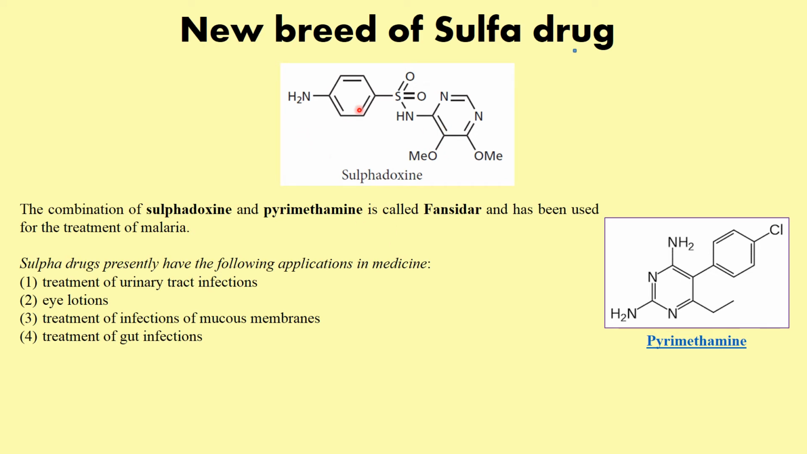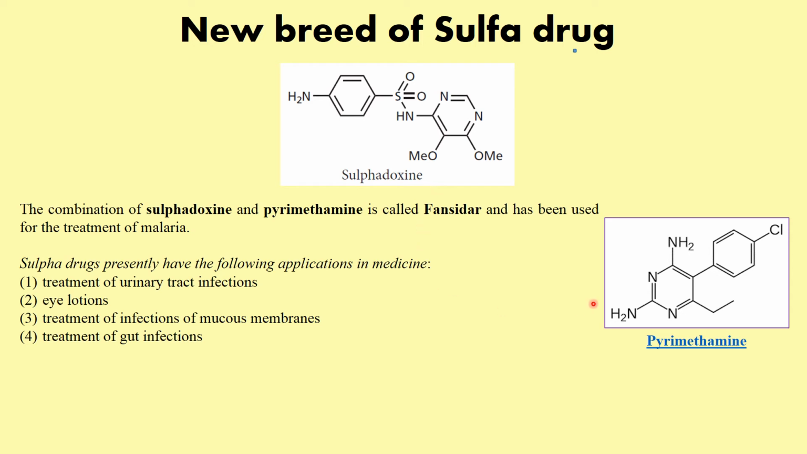So we have kept all the points in mind. We can clearly see there is no substitution at these positions, and both the amine and the sulfonyl are para to each other. And here the nitrogen has an amine group, which is fine. Now what we have done, this is also secondary in this case. So what we have introduced is this aromatic moiety. So this is a drug called sulfadoxine.